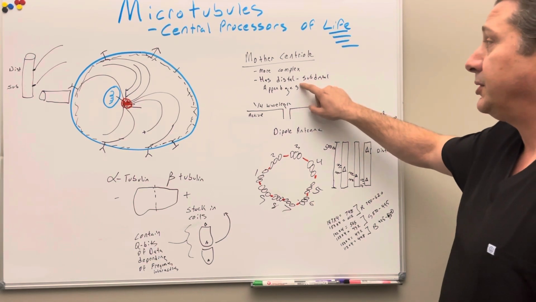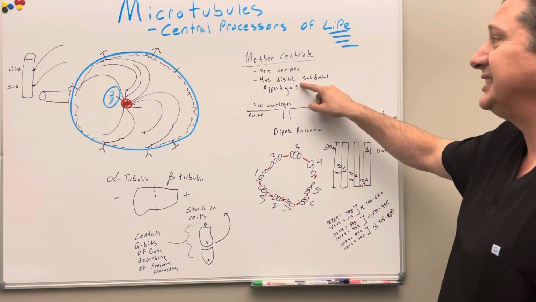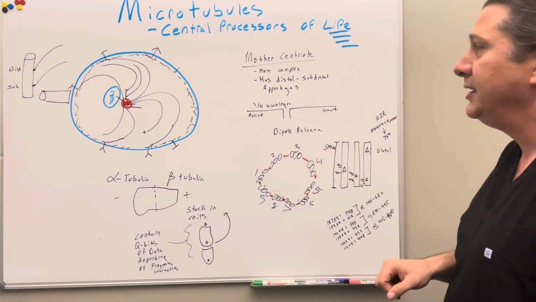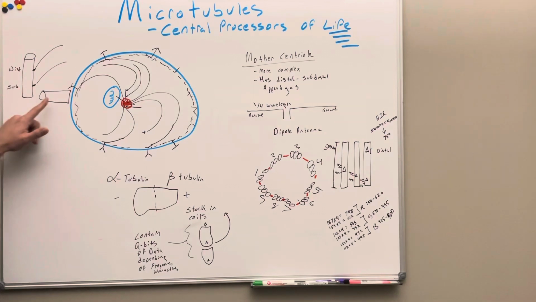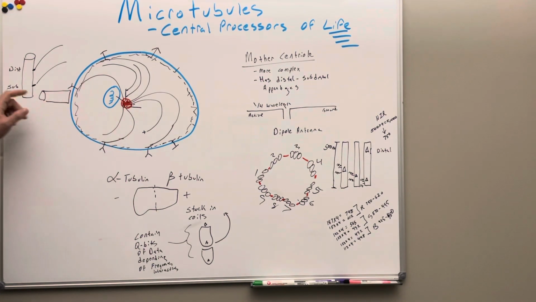If you remember, I talked earlier that mother centriole has a distal and a subdistal appendage. So those appendages, if you come back over here, and you're looking at that right angle orientation of the centrioles, this mother centriole has distal and subdistal appendages.